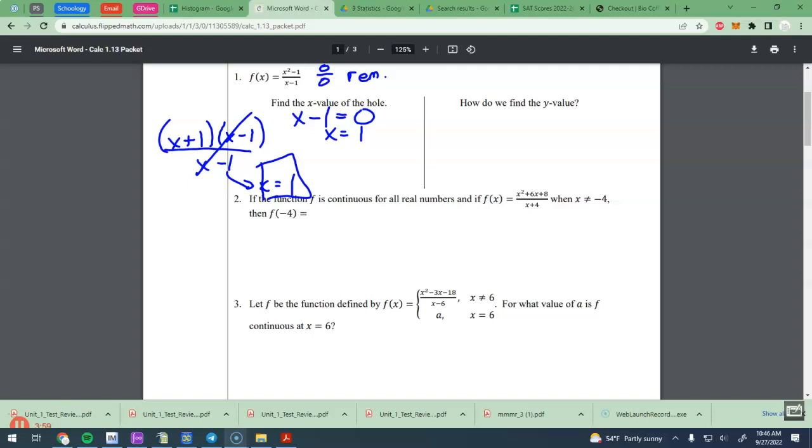Now, how do you find the y value? Normally if I want to find y values, if I give you y equals 3x squared, say x equals 1, find the y value, what do you do with the 1? Plug it in for x. Well, if I plug 1 in for x there, what's going to happen? I'm going to get this 0 over 0, right? How else can I find y values?